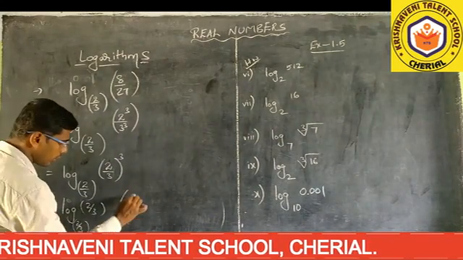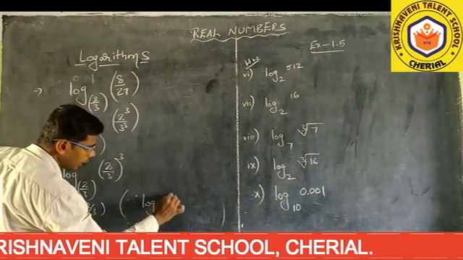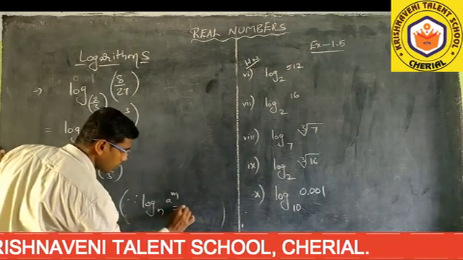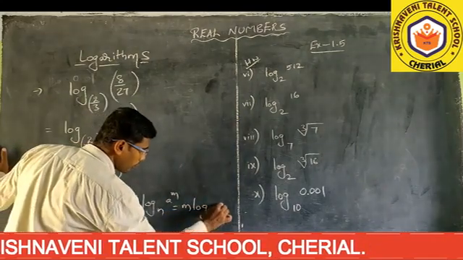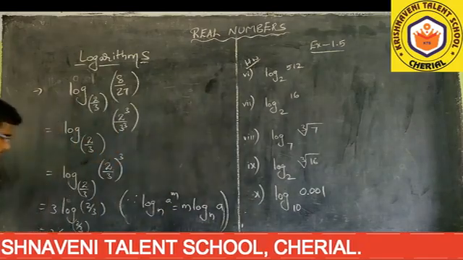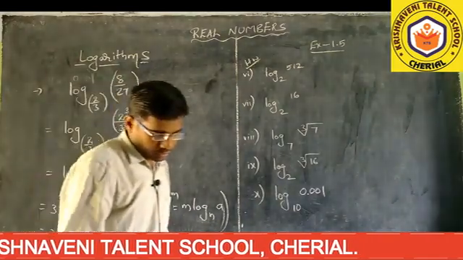Here you write, since log a to the power of m to the base n equals m log a to the base n, like this. Next, another one.